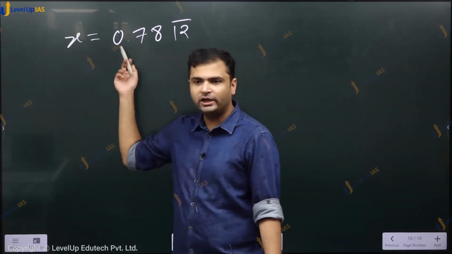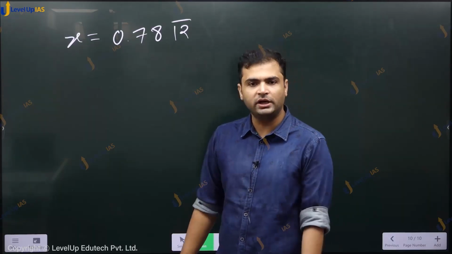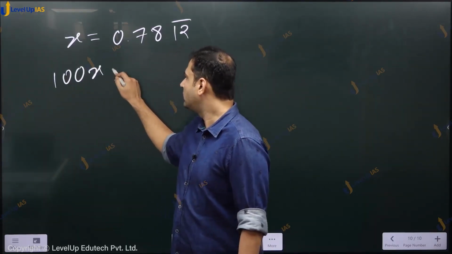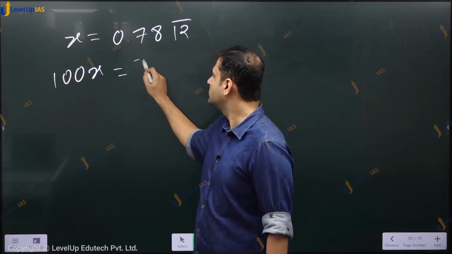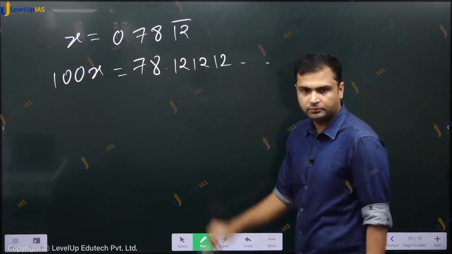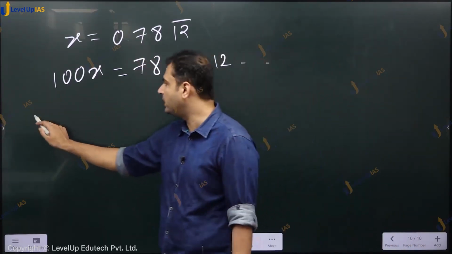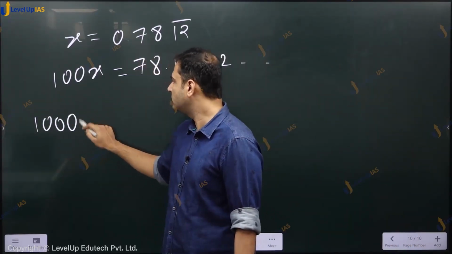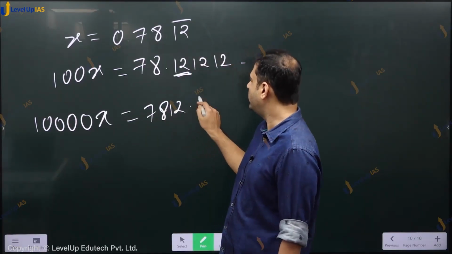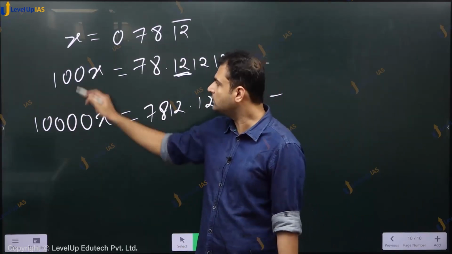So if we multiply it by 100, we'll get something we like, where repetition starts immediately after the decimal point. 100x is equal to 78.121212 and so on. Because two digits are repeated, again I multiplied by 100, so I get 10,000x is equal to 7812.1212 and so on. Now I subtract this minus this.